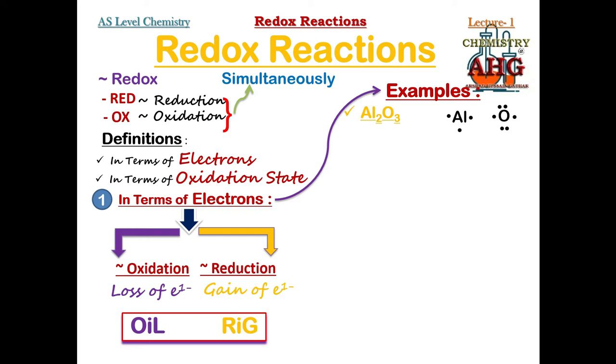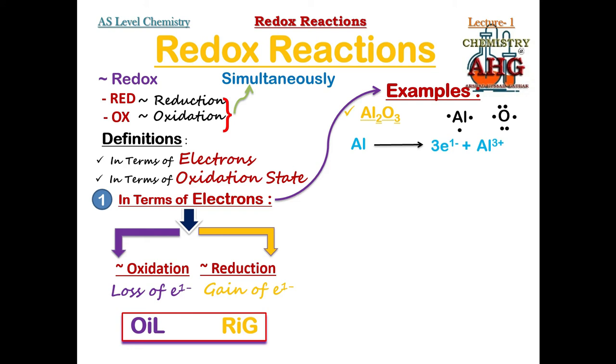Now how can you write this equation? First of all, you write an equation for oxidation, then reduction, and when you take the sum of oxidation and reduction, it becomes the redox reaction. Oxidation is the loss of electrons, so aluminum will lose 3 electrons. When aluminum loses 3 electrons, it gets a charge of 3 positive. So we get the aluminum ion, a tri-positive ion. Now aluminum has been oxidized.